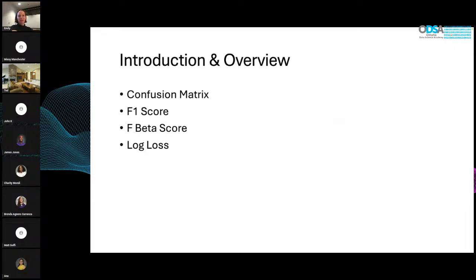All right, so we're going to talk about confusion matrices, or a matrice if you're talking about multiple of them, or a confusion matrix if you're just talking about one. It's like goose and geese. And then F1 score, F beta score, and log loss.